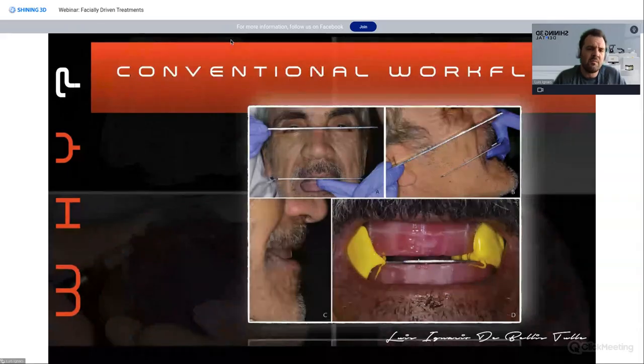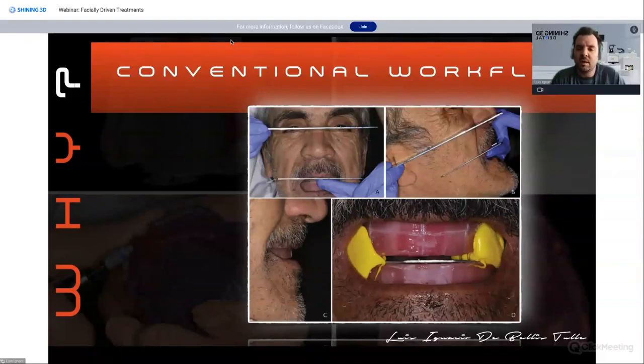For example, we've been working with this conventional workflow for several years. We all know how to make a bite block, like the one that you're checking inside that slide. And this is traditional dentistry. But with traditional dentistry, we've been always facing some problems because maybe between our dental practice and the local lab, we will be missing some information.